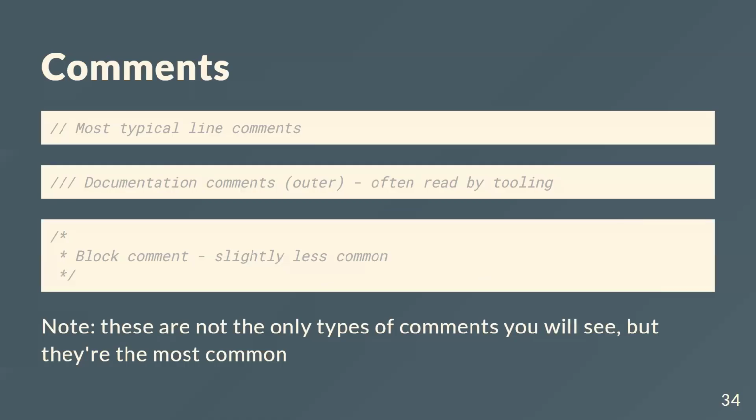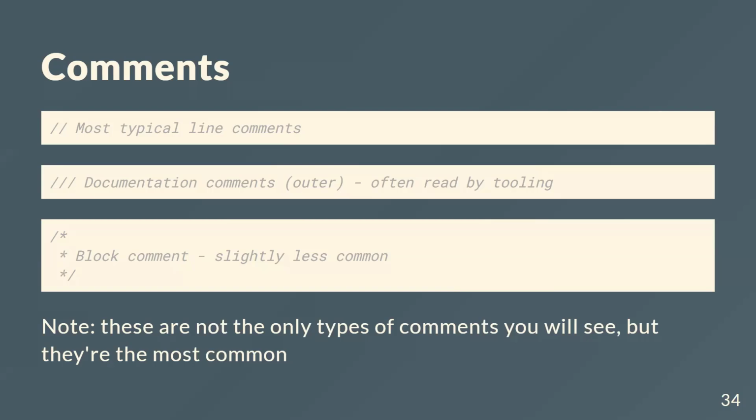Okay, just want to mention comments. As with all programming languages, well, most programming languages, Rust supports comments. These are the three most common ones that you will see. Most of them will be two slashes. That's what you use for almost all of the comments that you're writing in everyday usage to yourself.